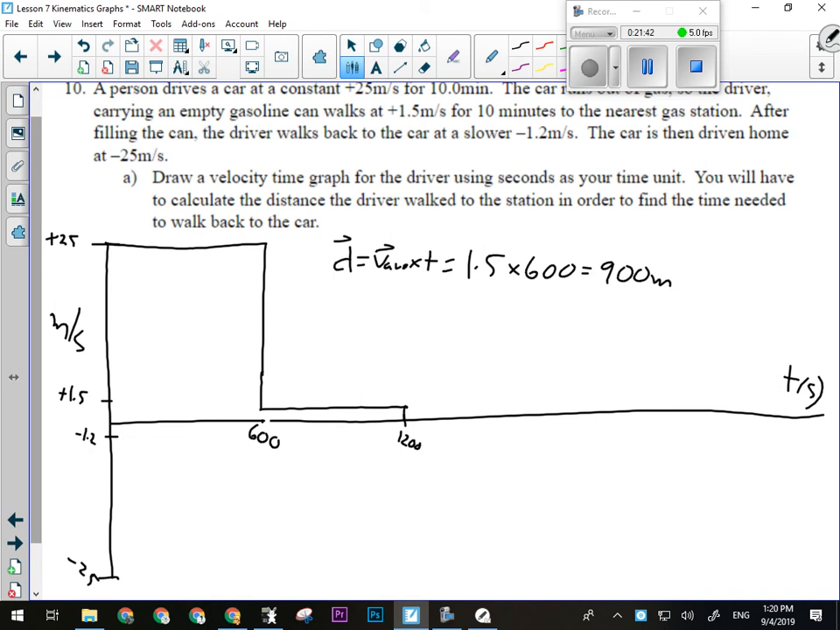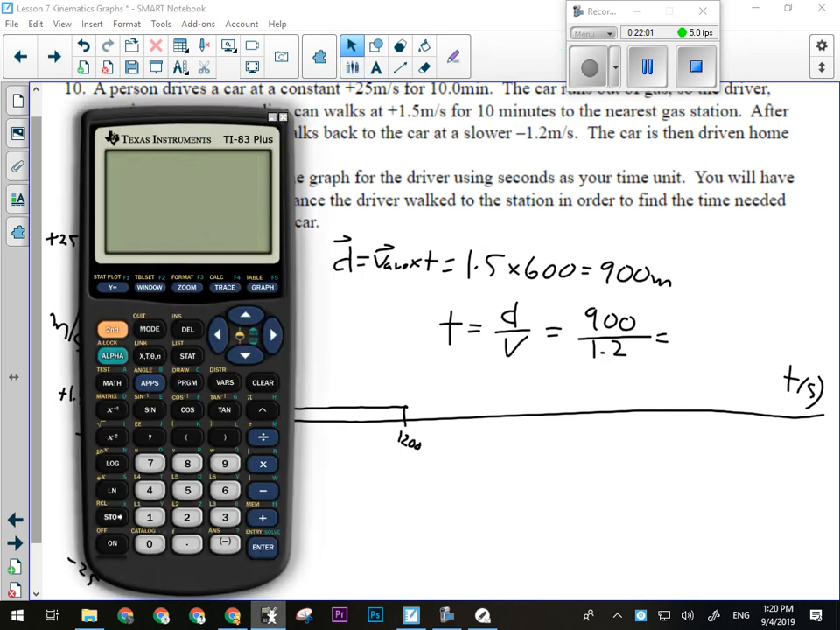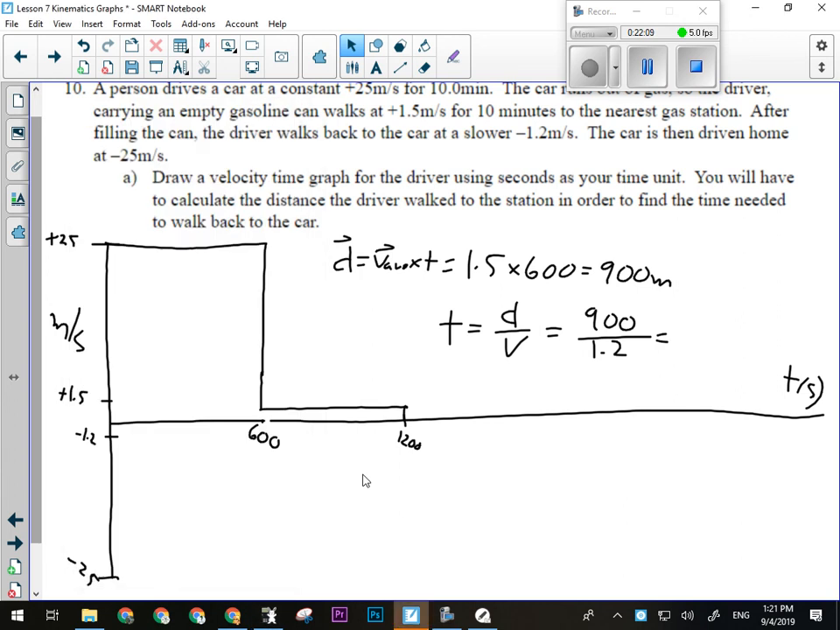Now that I know it's 900 meters from the car to the gas station, it's also 900 meters from the gas station back to the car. I can figure out how long it will take to get back to the car, walking now slower because you're carrying a heavy can of gas. So if I go 900 over 1.2, that'll tell me how long in seconds it takes to get back to the car. It's going to take 750 seconds. So that's going to mean my next mark on the graph is going to be at 1,950 seconds, and it's going to look like this. We walked at a slower rate back to the car.